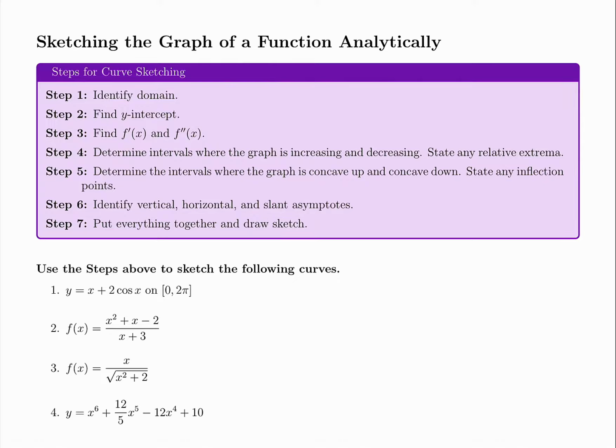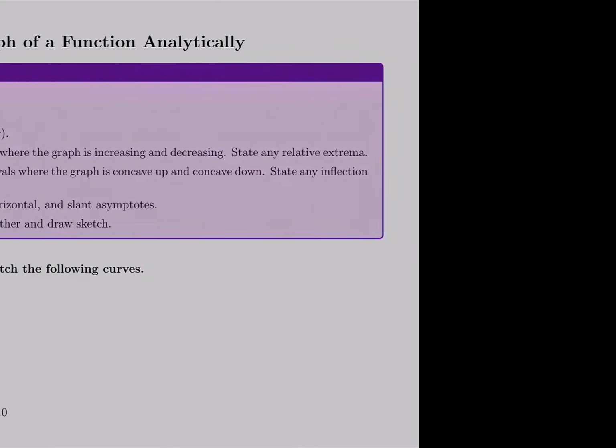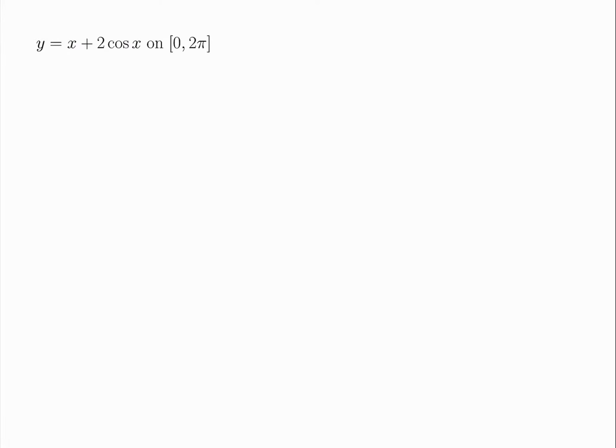I've listed the 4 examples below that we will go through in this video. Our first example, y equals x plus 2 cosine x, restricted to the interval 0 to 2 pi.